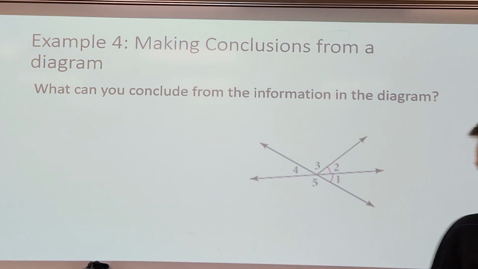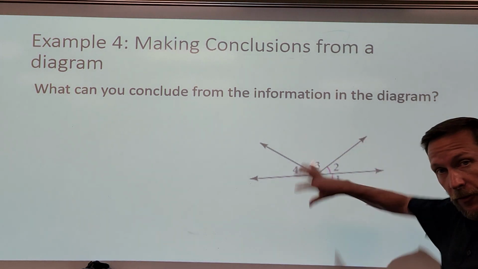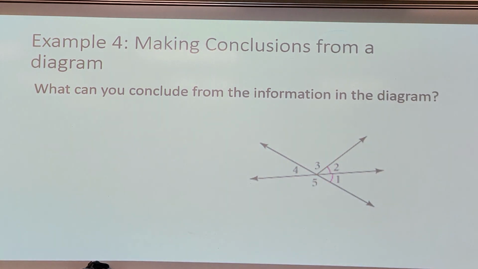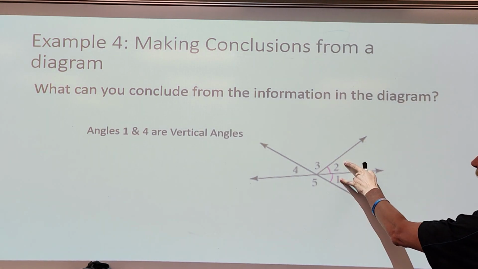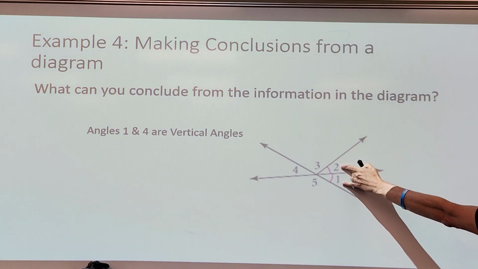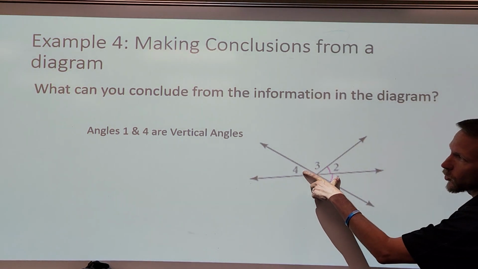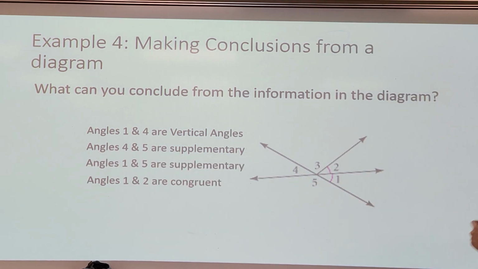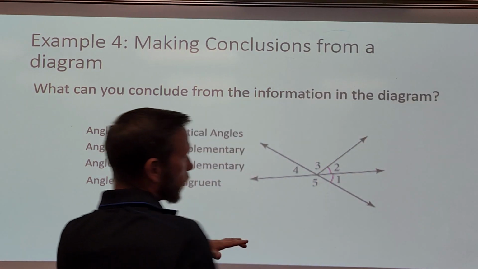You should have the last drawing in your notes as well, but have this drawing in your notes, and we can conclude a lot of information about angles 1, 2, 3, 4, and 5 based on what we're given in the diagram. The first thing to note is that angles 1 and 2 are going to be congruent to each other. That's a pair of congruent angles. Angles 1 and 4 are vertical. Angles 4 and 5 are supplementary. Angles 1 and 5 are supplementary. So we have a whole host of information to be aware of about these angle pairs.